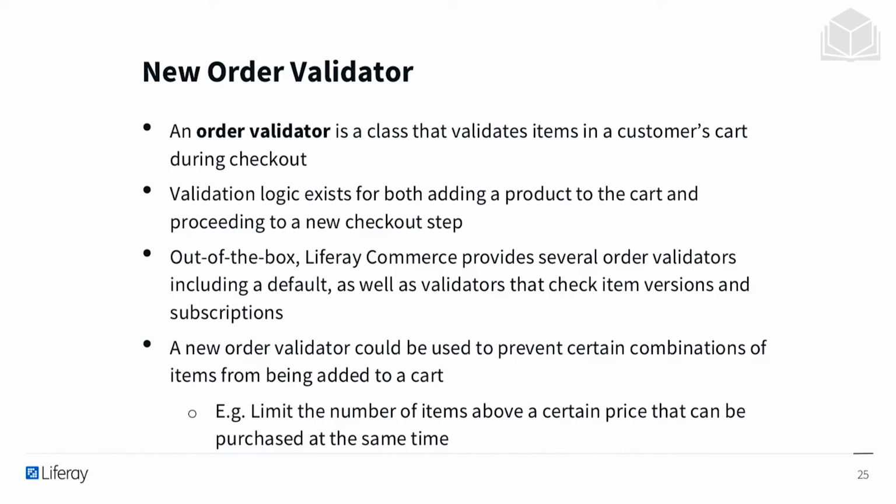A new order validator could be used to prevent certain combinations of items being added to the cart. So you could limit the number of items above a certain price that can be purchased at the same time. Or in some instances, you might want to say if a certain type of product is in the cart already, then don't allow a different type of product to be also added. And you can provide customized error messages to explain to the user why this operation isn't permitted.